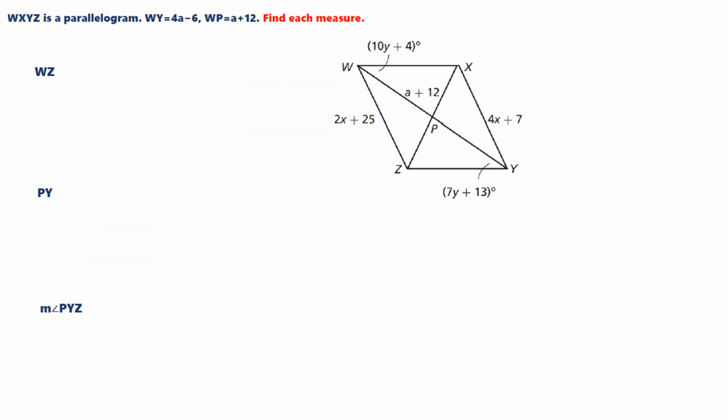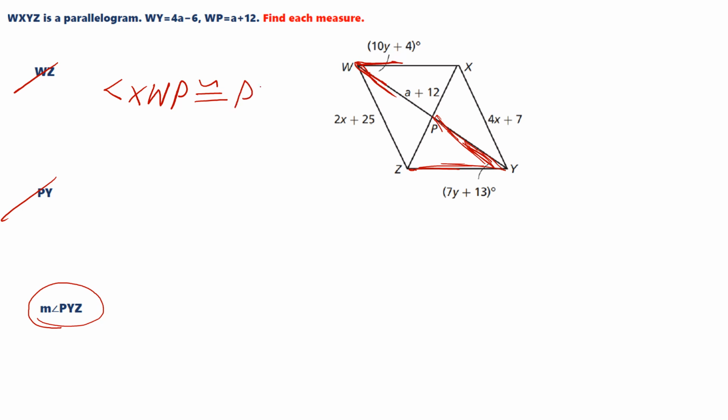Let's check how we can solve for triangle PYZ. What is PYZ? It is P, Y and Z. Now this is PYZ and this is XWP. They are congruent to each other. So I can write that angle XWP is congruent to angle PYZ. Why? Because they are alternate interior angles.